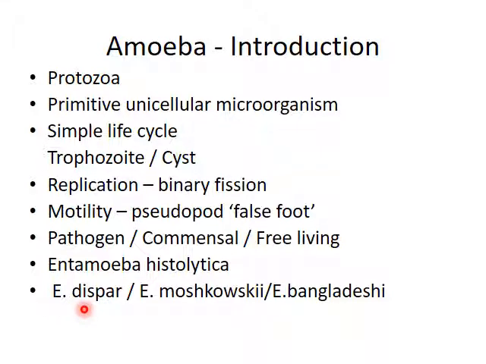Also, there are three species of Entamoeba which cannot be differentiated from Entamoeba histolytica morphologically. But yes, there are other methods with the help of which they could be differentiated. These species are Entamoeba dispar, Entamoeba moshkovskii and Entamoeba bangladeshi. They are not known to cause any infection except moshkovskii and bangladeshi, which are reported to be associated with infantile diarrhea.